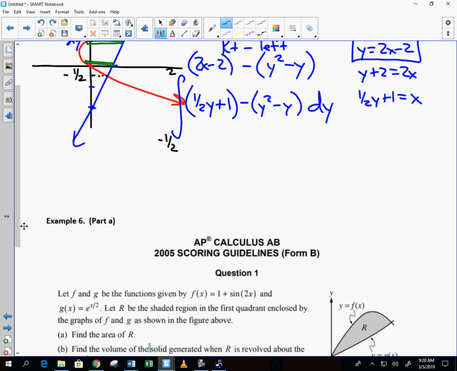Would you like to combine the 1/2 y and the minus negative y? Okay. All right, so we'll write it out again. We have the integral from negative 1/2 to 2 of negative y squared, 1/2 y minus negative y, so plus 3/2 y, and I have a plus 1 dy.